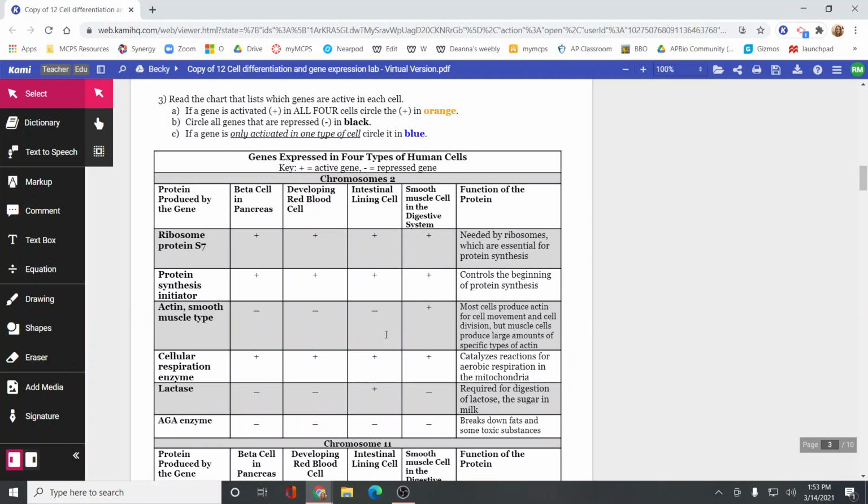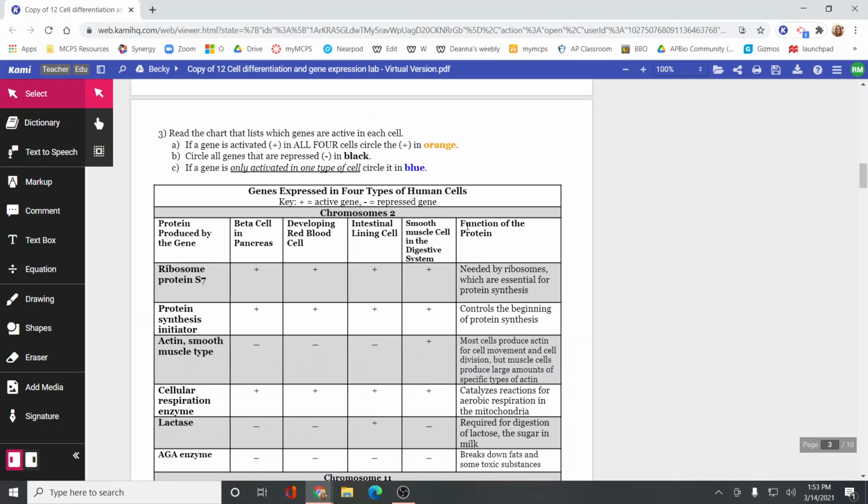This chart's super important. So what we're going to do is we're going to look at which genes are turned on in all of the cells. So we're going to look by gene. If it's turned on in all cells, what's turned off? So if it's got a minus sign, the DNA is still in the cell, but it's just not being read. Okay? And then if it's blue, it's specific to one type. So I am going to change the color.